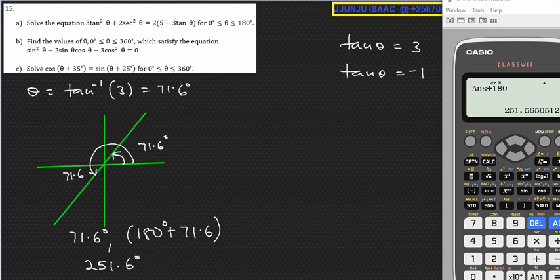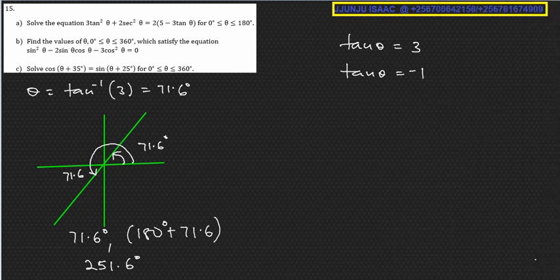So let us now see when tan theta is -1. So for tan theta to be -1, the tan inverse of -1 is -45.